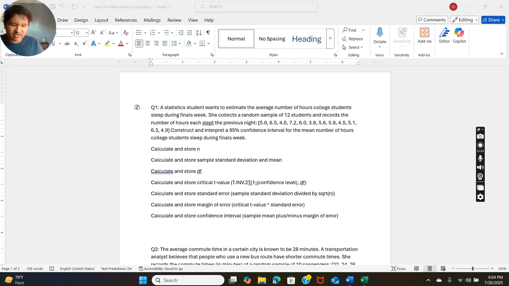The question is that a statistics student wants to estimate the mean number of hours that college students spend sleeping during exams week. She collects 12 students in a random sample and records the number of hours each of them slept the previous night.